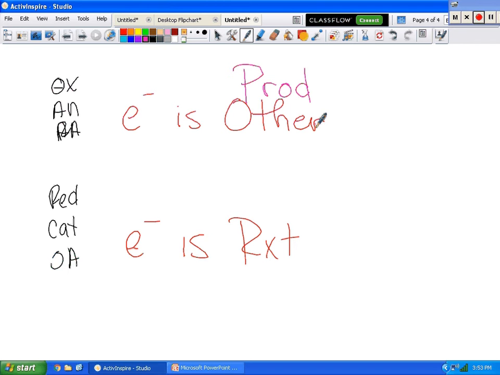Because think about it from this perspective. Oxidation is a what? A loss. Think about this. If you lose something, are you going to produce that as a product? Are you going to get rid of it? Are you going to lose it? Yes? So a loss has to be given off as a product.